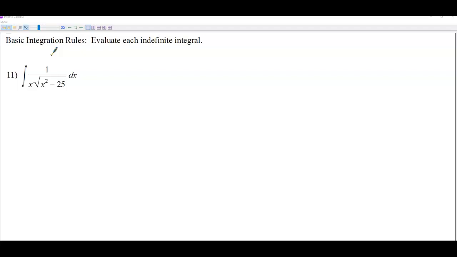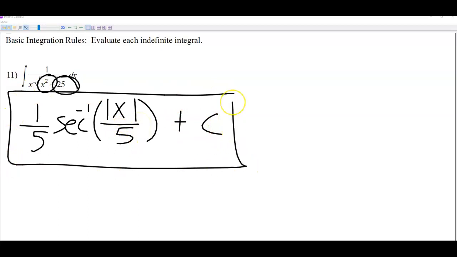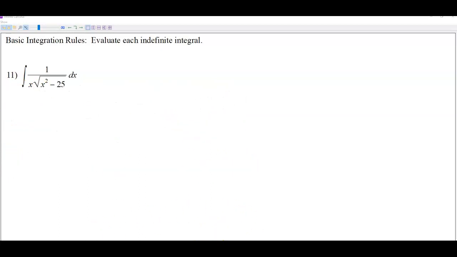So when it comes to arcsecants, the way it works is you do 1 over a, and a is the square root of that number. Then you write arcsecant. And then we have the absolute value of the square root of that number all over the a again. And you don't want to forget your c. And that's it. That one's all done. That's a nice little breath of fresh air after all those other hard ones we had.